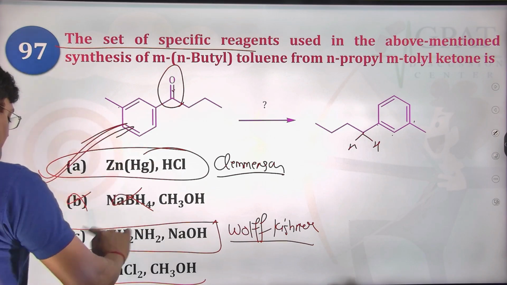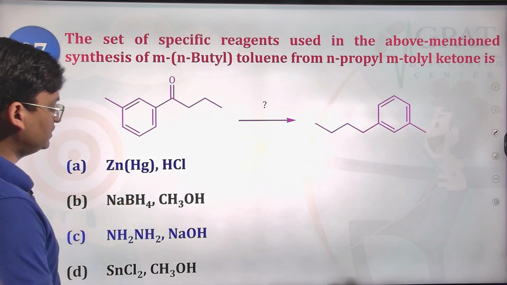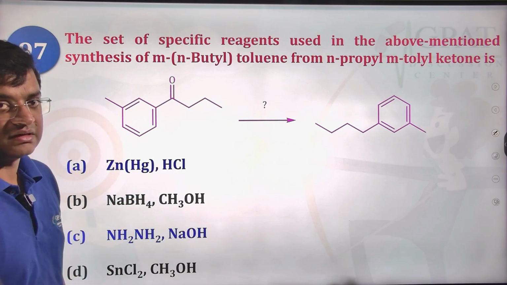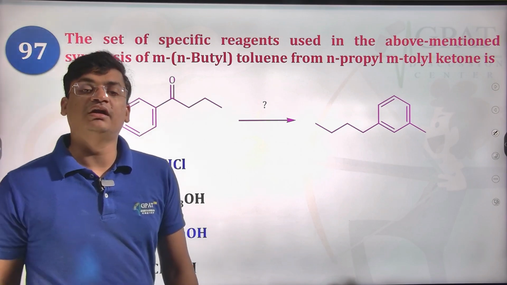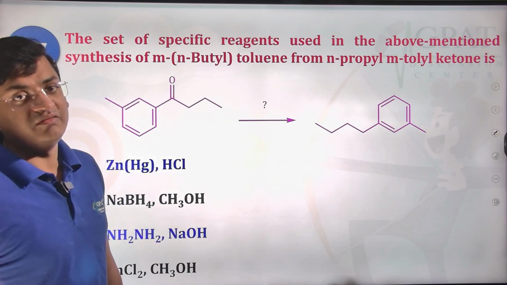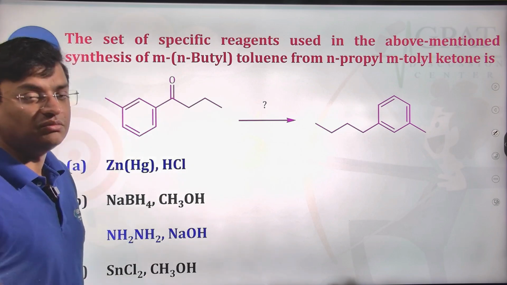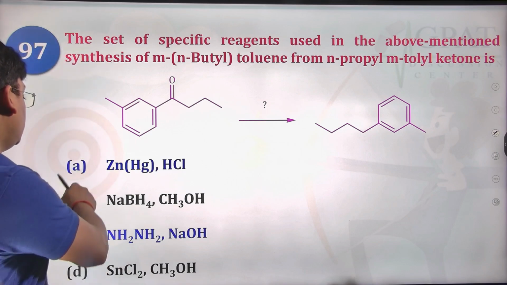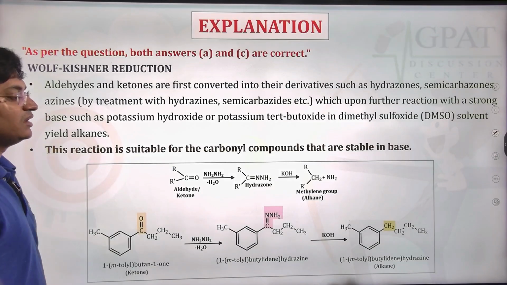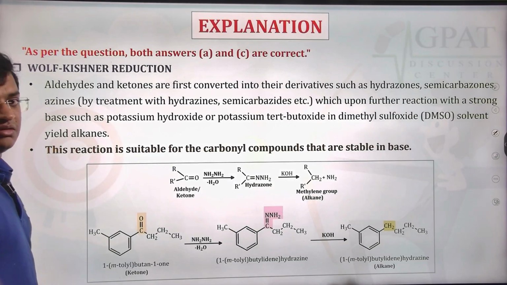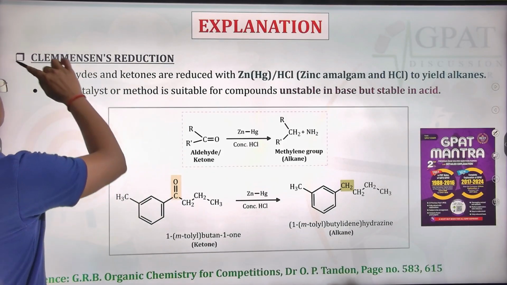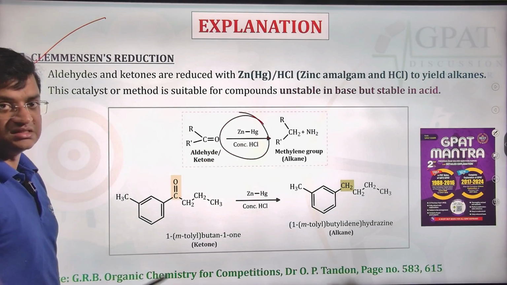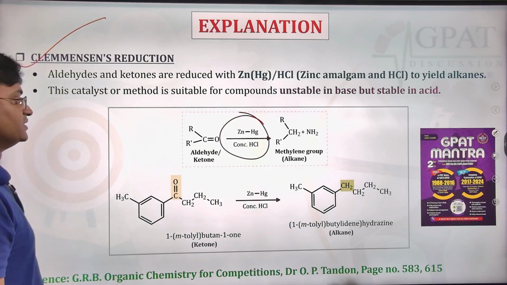So it could be A or C. Both of them can have the right answers. Both are correct. The carbonyl functionality reduces directly to its hydrocarbon derivatives in the presence of either zinc amalgam and HCl, or hydrazine and a base. So A and C, both of them are right answers. Clemmensen, that is zinc amalgam HCl, and Wolff-Kishner, that is hydrazine in the presence of a base.